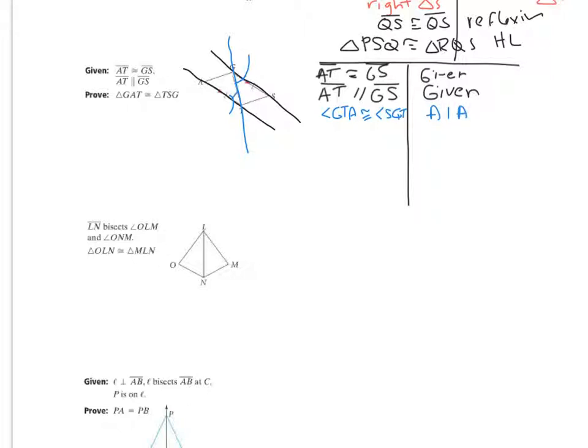And these triangles also share a side. GT is congruent to GT by reflexive. So I can mark that too, with 2 ticks. So now I have side, angle, side. The angle is in between the two sides that are congruent. So I can write that triangle GAT is congruent to triangle TSG by side, angle, side.